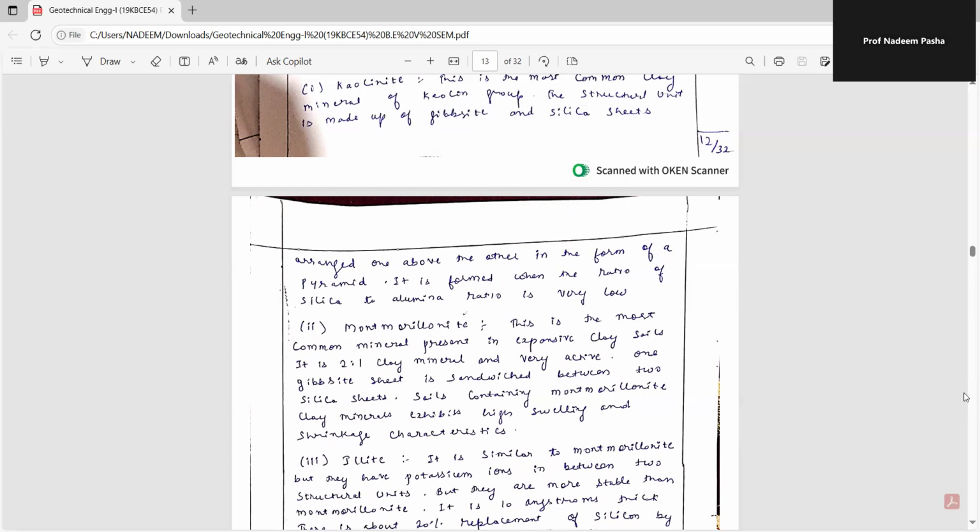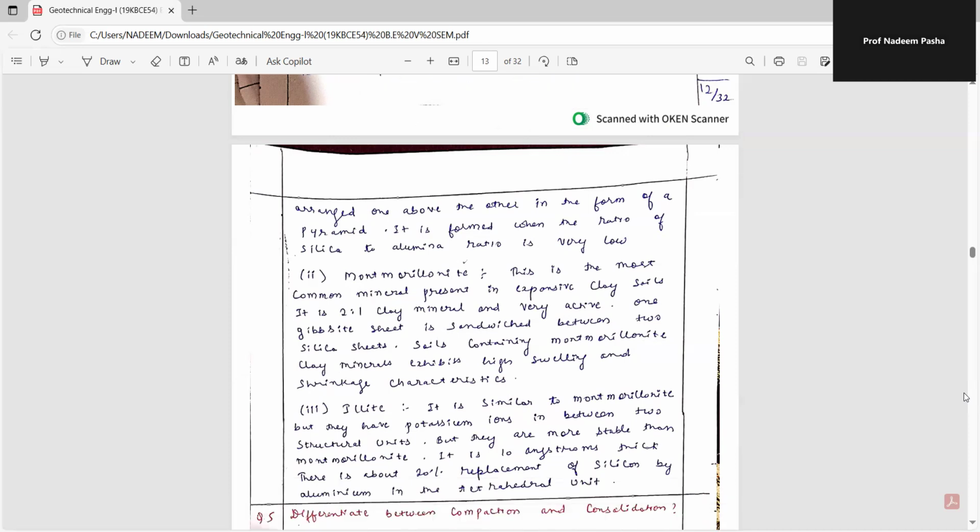Montmorillonite. This is the most common mineral present in expansive clay soils. It is a 2:1 clay mineral and very active. One gibbsite sheet is sandwiched between two silica sheets. Soils containing montmorillonite clay minerals exhibit high swelling and strength characteristics.